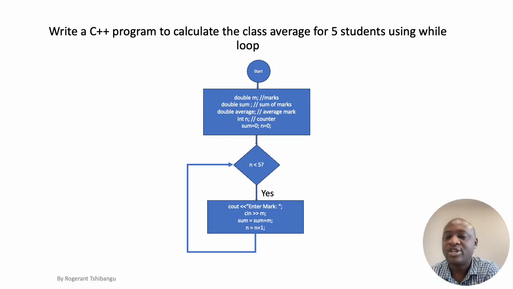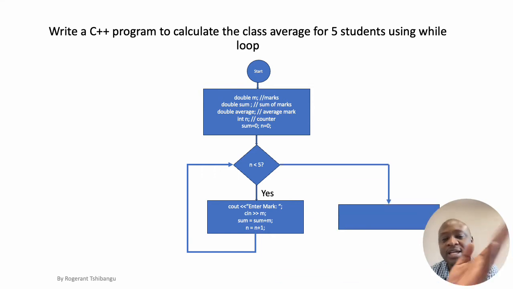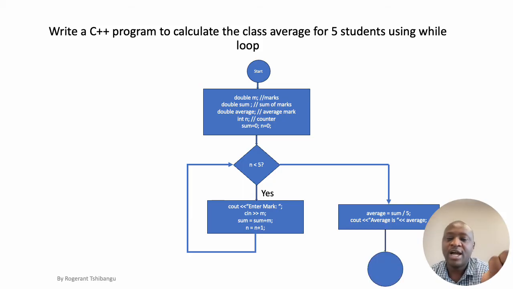And then it's going to be incremented by 1 again. So it was 1, now it's becoming 2. You go back, you loop again. Is n less than 5? Yes. Then you go down again. You keep on doing this. As soon as it's 5, then it's going to go out. You calculate your average. Obviously, your average will be sum over 5. And then you output that particular average, and then that will be the end.